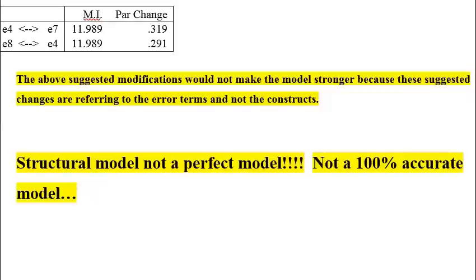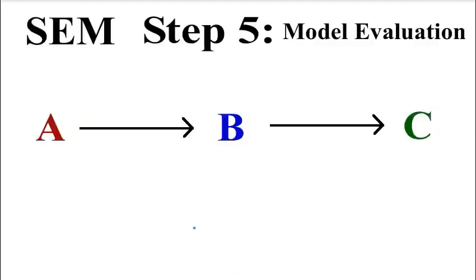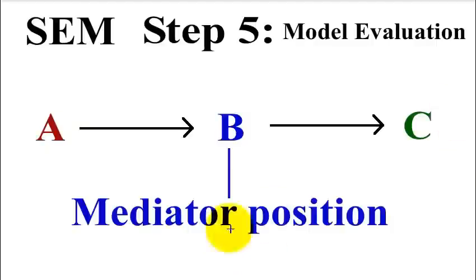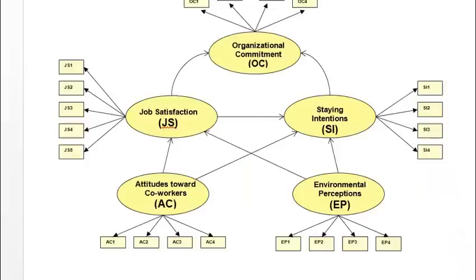So what we're going to do is go ahead and check for mediating effects between the constructs. As you recall, a mediator is a variable between two other variables, which is an indirect effect. In other words, A doesn't really affect C until you stick B in between, right? A affects B and B affects C. So let's go back and look at our original model. Where is it? Right there. Bam.